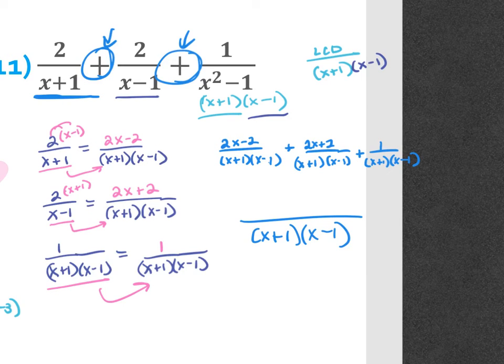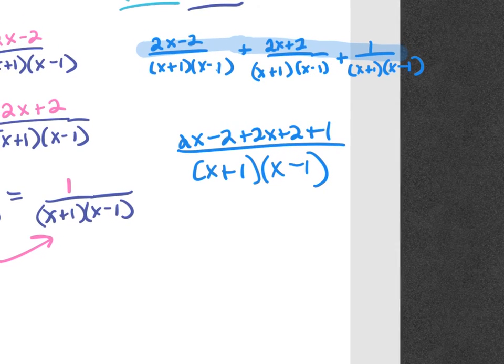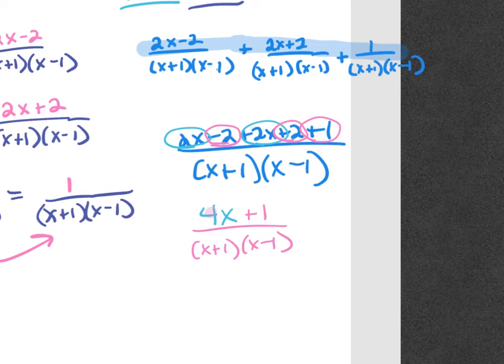And the numerators, I'm going to add straight across because it's all addition. 2x minus 2 plus 2x plus 2 plus 1. And then from there, you want to combine your like terms. So I've got a 2x and a 2x. That becomes 4x. I've got a negative 2 and a positive 2. That cancels out. Plus 1 is a plus 1 over x plus 1, x minus 1. Restrictions on this would be that x cannot equal -1 or +1.